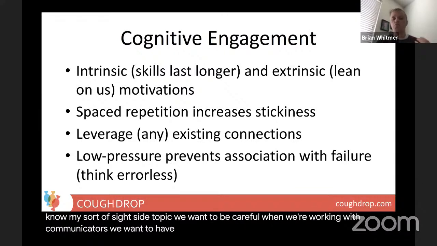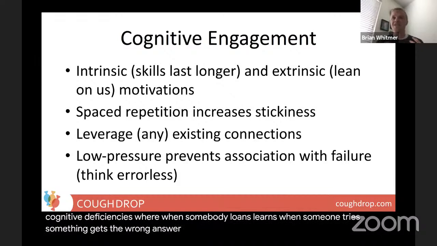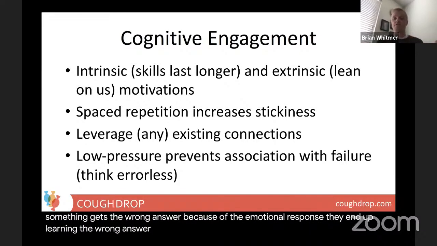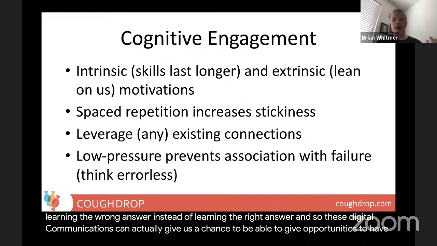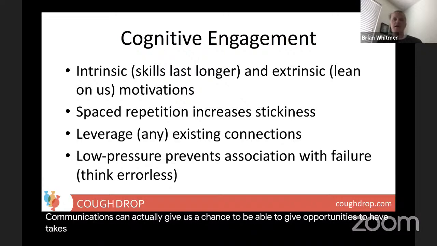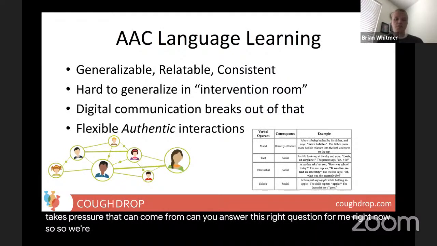We want to have low pressure because there are actually some cognitive deficiencies where when someone tries something and gets the wrong answer, because of the emotional response, they end up learning the wrong answer instead of learning the right answer. And so these digital communications can give us opportunities to have these interactions without some of the high stakes pressure that can come from, can you answer this right question for me right now? So we're gonna try to work on that.